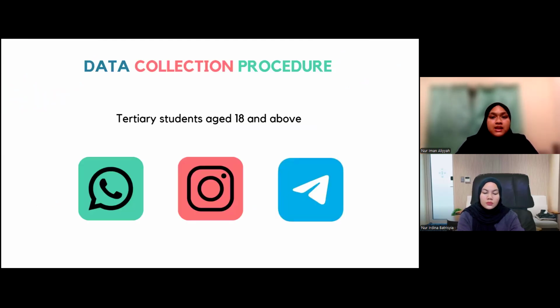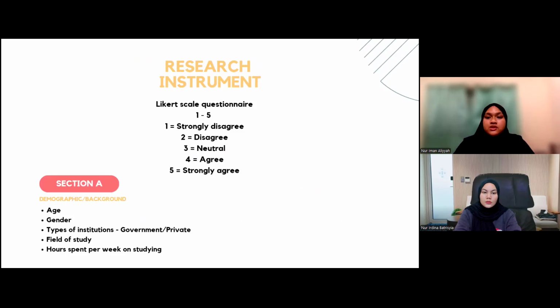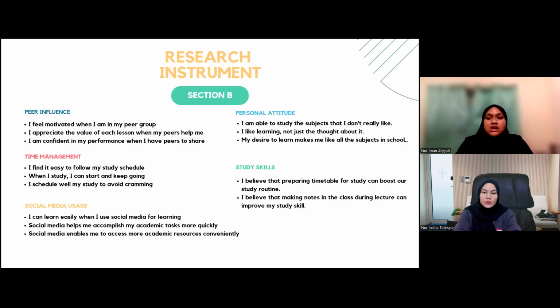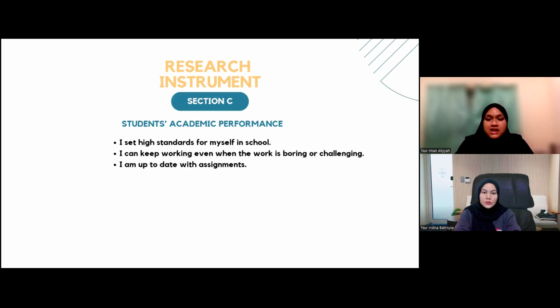For our data collection procedure, we will spread a Google Form mainly via WhatsApp, Instagram, and Telegram to tertiary students aged 18 and above. For our research instrument, we will provide a Likert scale questionnaire, divided into three sections. Section A will consist of the students' background and demographics, such as age, type of institution, and so on. Section B will consist of questions associated with the factors. And lastly, section C will have questions regarding the DV, which is students' academic performance.